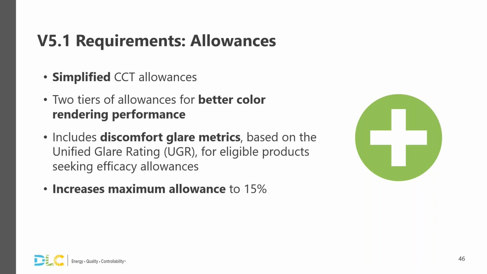We know that quality must go hand in hand with efficacy if long-term energy savings are to be realized from LED lighting. So, as such, the DLC will grant allowances to efficacy requirements applicable to both tested and reported performance values. With version 5.1, the changes to the allowances include simplified CCT allowances, 2 tiers of allowances for better color rendering performance, and we've also included allowances for improved discomfort glare. Finally, we've also increased the maximum allowance to 15%.